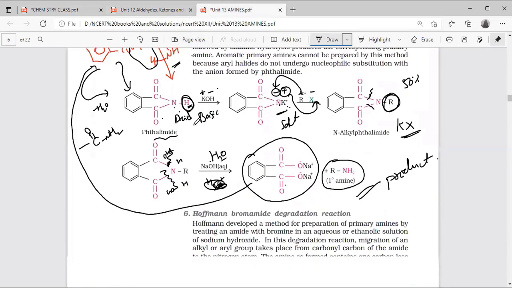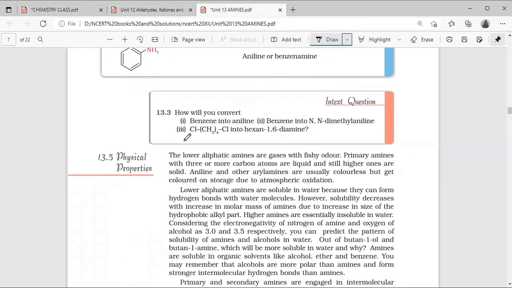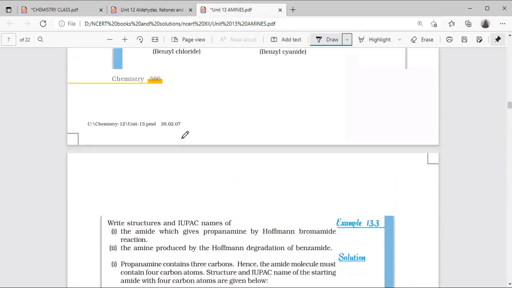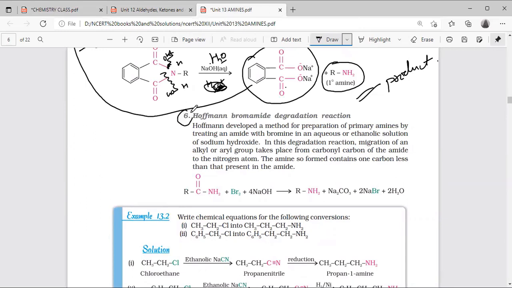This is the Gabriel phthalimide. Okay, last reaction is there. Preparations and properties, tomorrow we can discuss. This is again a named reaction: Hoffmann. Hoffmann, in movies, they will say it and make something disappear, like gayab. Like that we need to remember the Hoffmann bromamide degradation reaction.